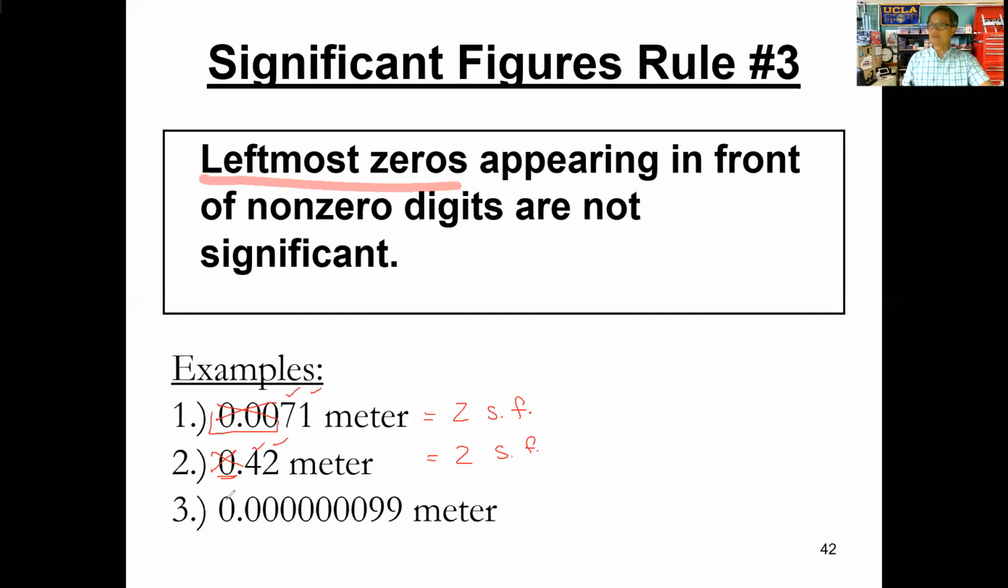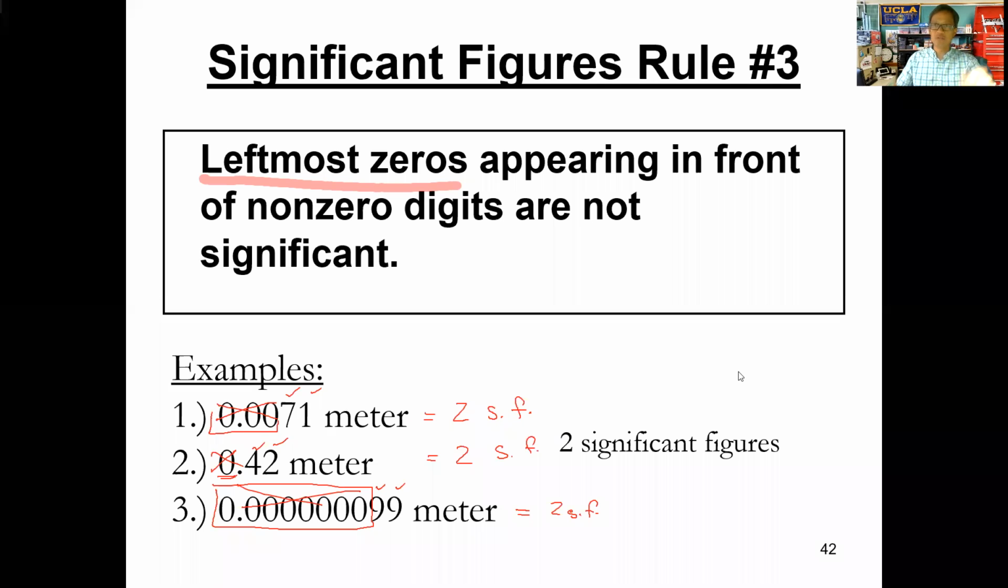We have 0.00000000099 meters. The 2 9s are significant. They're non-zero digits. Okay. All of these zeros here are leftmost zeros. They are leading zeros. They precede this first 9 here. They're not significant, and so therefore we don't count them. And so in this last measurement as well, we have 2 significant figures. And so in all 3 of these measurements here, we have 2 significant figures. Okay? And that's according to rule number 3.